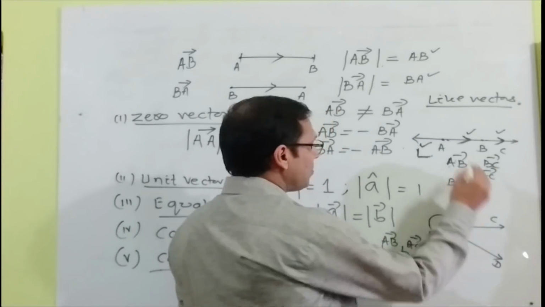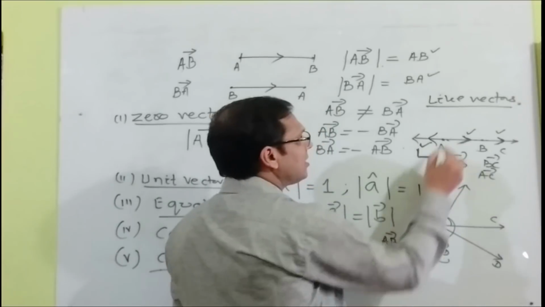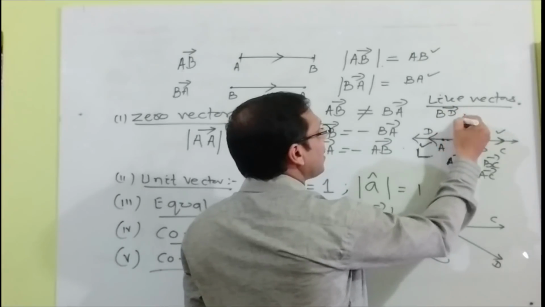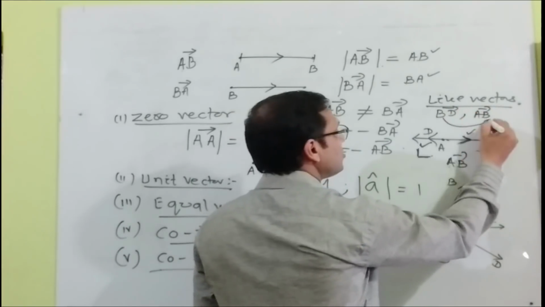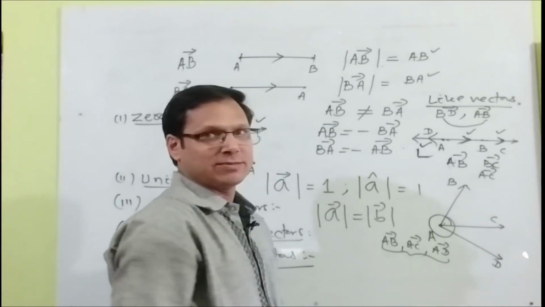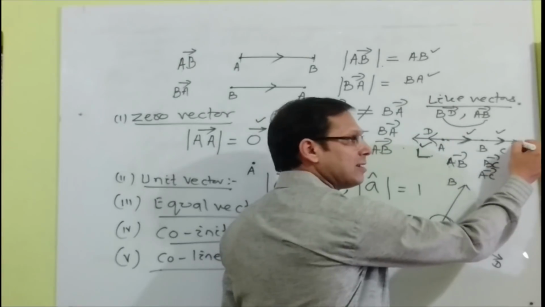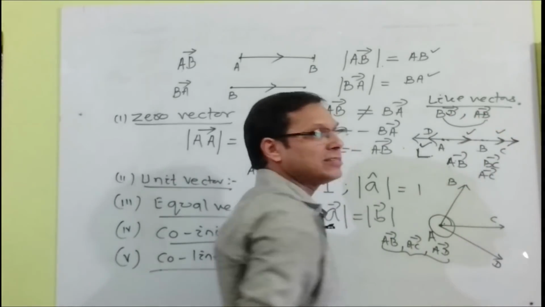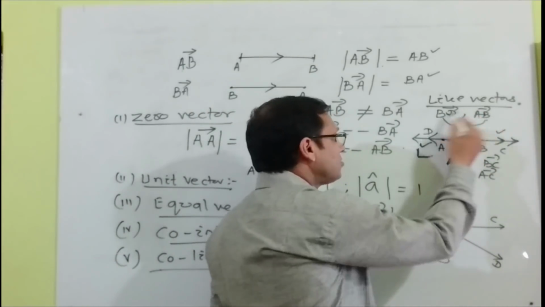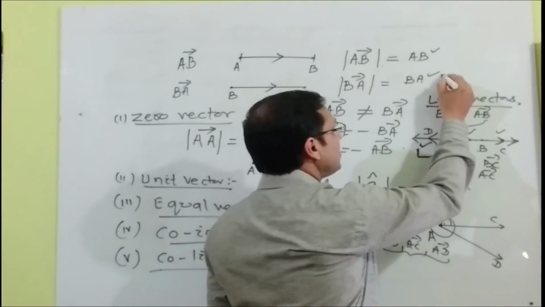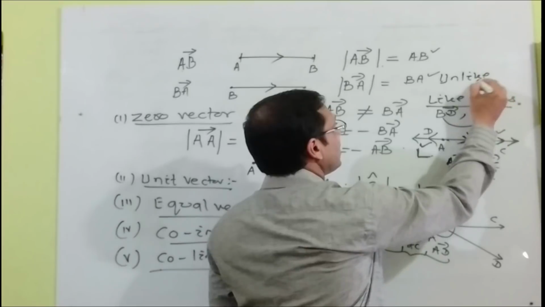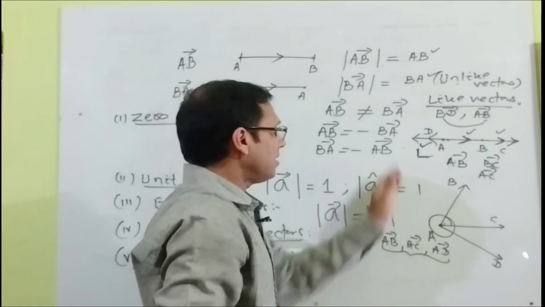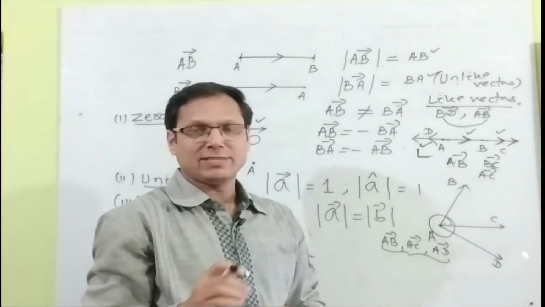If the vectors are collinear but the directions are different, suppose point D is here, vector BD and vector AB. What about these two vectors? They are called unlike vectors. Since they are lying on the line L, they are collinear, but their directions are not the same. Their directions are different. That's why they are unlike vectors. So like vectors and unlike vectors are all lying on a line, which means they are collinear vectors.